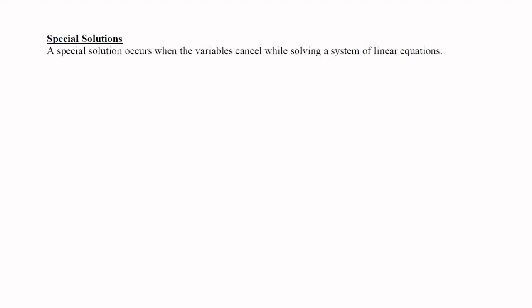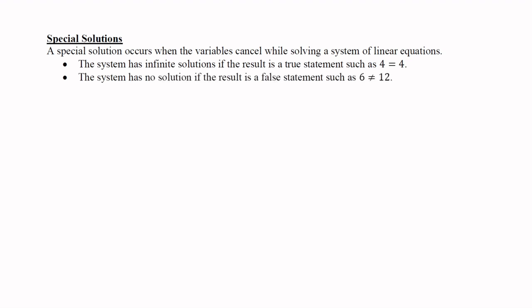A special solution occurs when the variables cancel while solving a system of linear equations, very much like they did when we solved an equation itself. The system has infinite solutions if the result is a true statement, such as 4 equals 4, and the system has no solution if the result is a false statement, such as 6 is equal to 12. They are not equal to each other, so it's a false statement. So this is very similar to what you've already dealt with when you had special solutions for when you were just solving for one variable. The rules are the same.